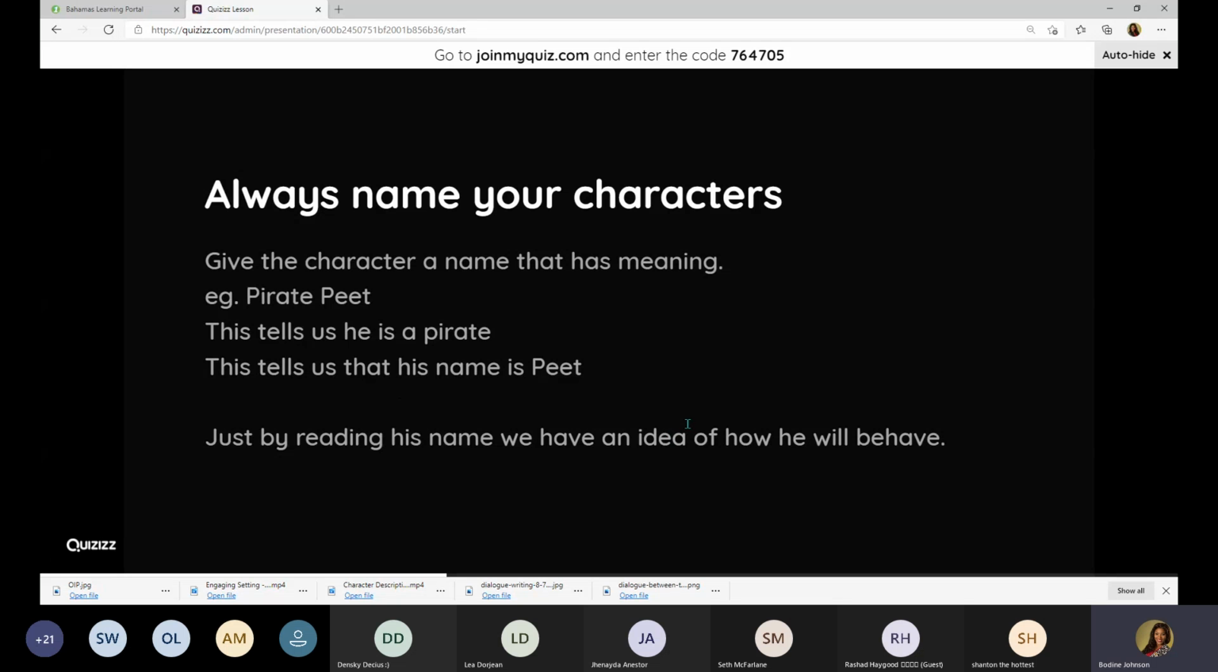The next thing that we need to remember is that we must always name our characters. You have to give the character a name that has meaning. You don't always have to, but if you do, it makes writing it a lot easier. For example, Pirate Pete. This tells us that he is a pirate, and this tells us that his name is Pete. So just by reading his name, we have an idea of how he will behave.